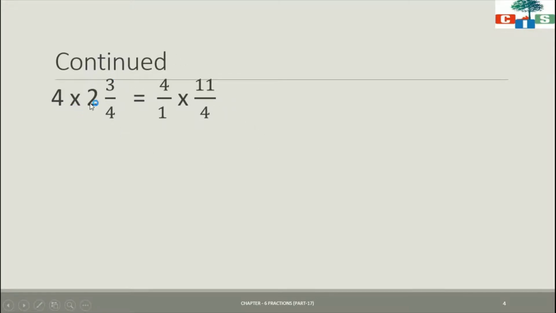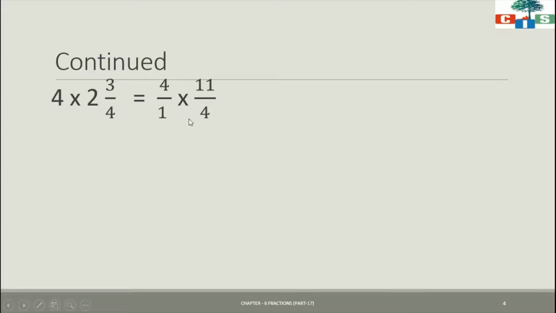Here we go. 2 multiplied by 4 is 8. 8 plus 3 is 11. So 11/4. Now we write 4 multiplied by 11/4. We have already learned that a whole number has 1 as its denominator, so we can write 4 as 4/1.